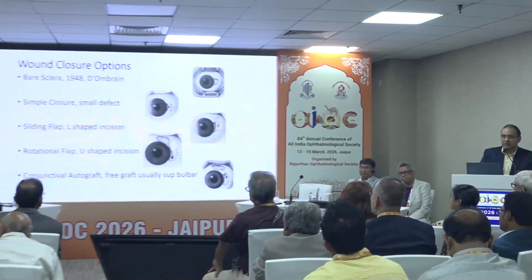Now, the following are a few wound closure options which are available. The first one is bare sclera. It was first done by O'Brien in the year 1948. In case of smaller defects, simple closure can be done. L-shaped sliding flaps and U-shaped rotational flaps are also practiced. And last but not the least, the free graft, preferably from the superior bulbar conjunctiva, is the conjunctival autografting.